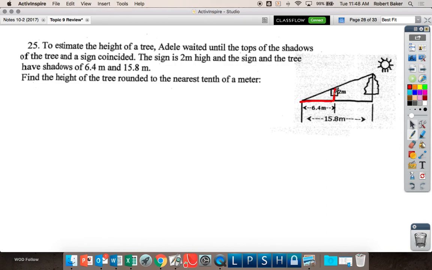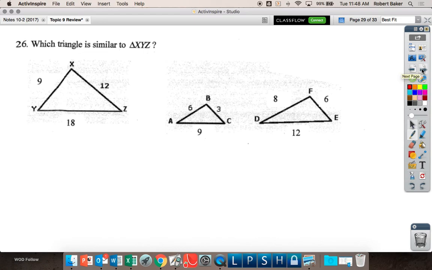So same thing here. Shadow over height equals shadow over height. And you get like 4 and 15/16, like 0.9375. 15/16. These are not bad.